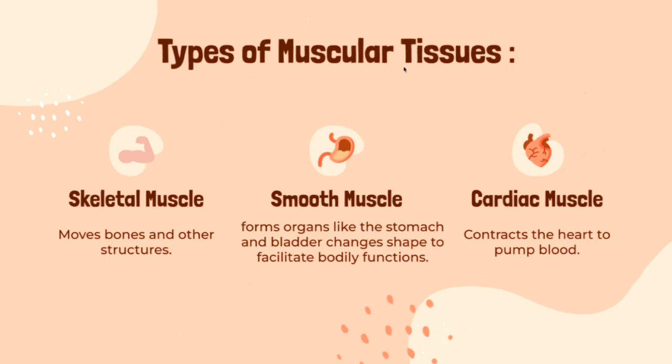Let's start with a general look at each muscle. First of all, we have the skeletal muscle, which moves bones and other structures. We have the smooth muscle, which forms organs like the stomach and the bladder and changes shape to facilitate the body functions. So it changes shape according to the body's function to help coordinate with it. And finally, the cardiac muscle, which contracts the heart to pump the blood. The cardiac muscle has a very specific kind of function, which we'll be talking about more specifically in the following slides.